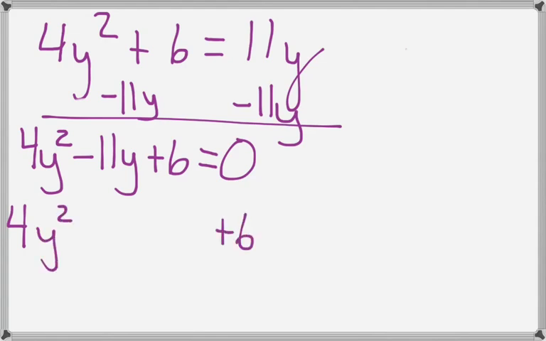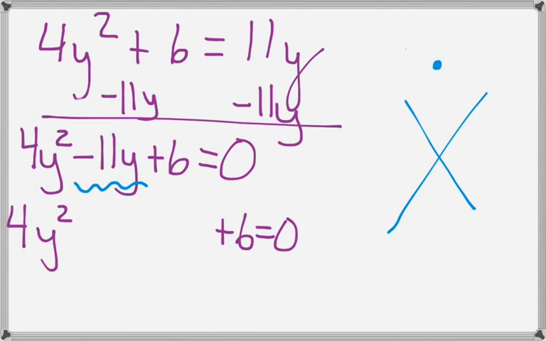We're going to keep the first term and the last term the same. And we're going to split this up. So we need two numbers that multiply to be 4 times 6, which is 24, and they have to add to be negative 11. That's what ensures that it's equal to negative 11y.